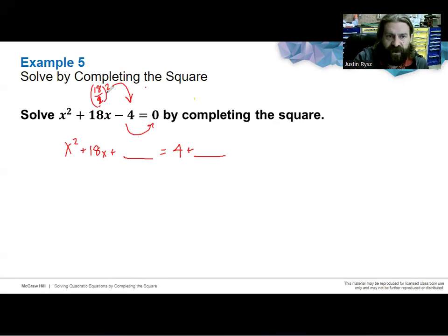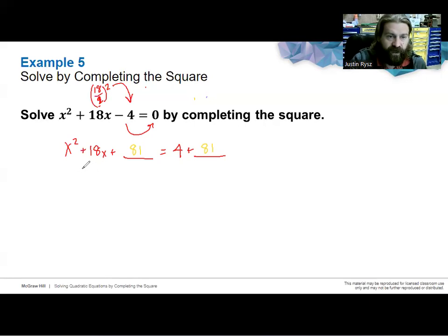Now, what would have been the best number here? 18 cut in half is 9. 9 squared is 81. If I want to add an 81 here, I need to make sure I have an 81 on both sides, so I'm going to put it there as well. Now, this is a problem that we can solve. And technically, we did not change the value of anything. We just rearranged and added the same thing on both sides.